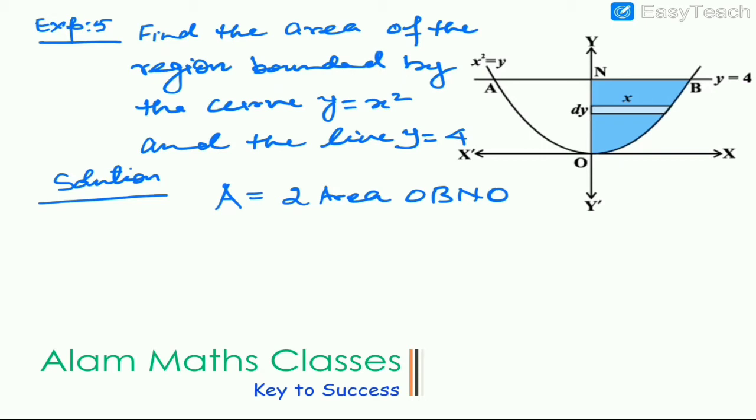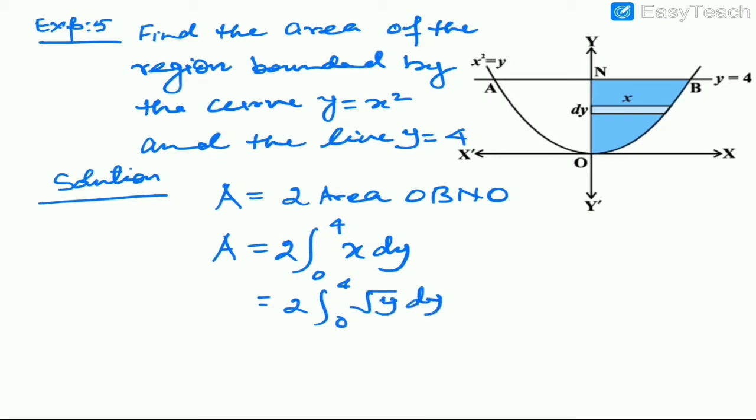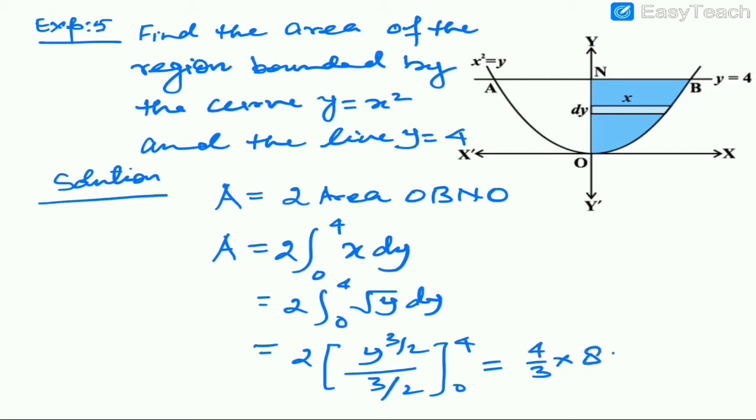And the area is along the y axis, so we use the formula A equal to the integral from 0 to 4 of x dy, and x is equal to root y dy. Therefore the integration of this function is y^(3/2) by 3/2 from 0 to 4, which is equal to 4/3 into 8, which gives 32/3 square units.